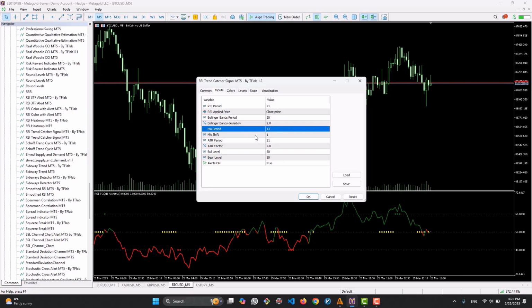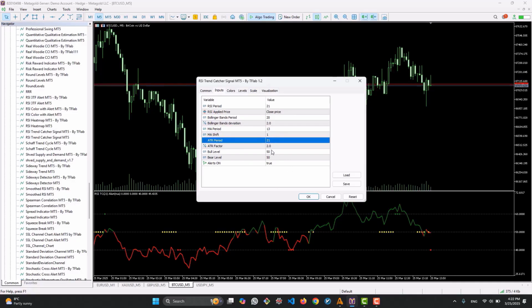The next option is the moving average period and also its shift, which we can specify. The next option is the ATR period and also the multiplier that is applied to the ATR. These parameters are used for identifying compression.